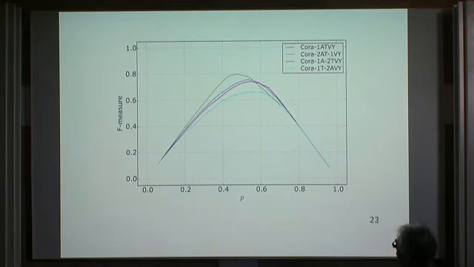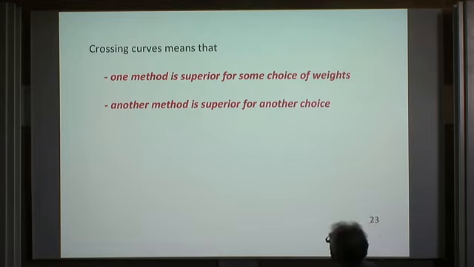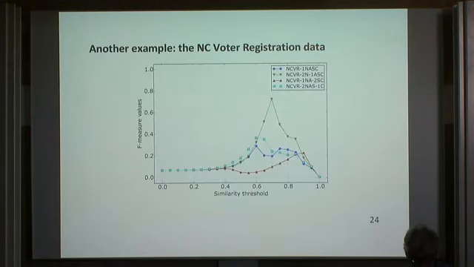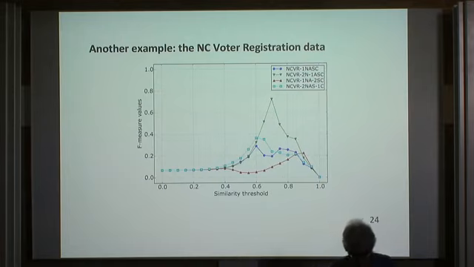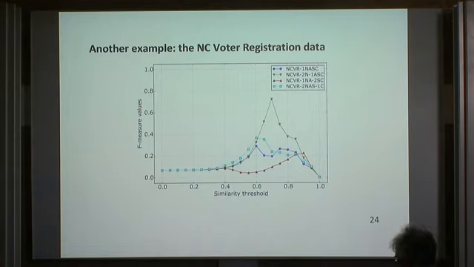So back to the crossing curve, this is the point I just said. It means that one method is superior for some choice of weights and another method is superior for another choice. We've got a second, more complicated example, and Peter can explain why this curve has got such curious shapes. The first data set we looked at was the other one, and it produced nice results. This one is more complicated, but exactly the same argument applies, because the argument I'm putting forward is not an empirical argument. It's not based on data analysis. It's a fundamentally theoretical thing, pointing out flaws in what's done at the moment.